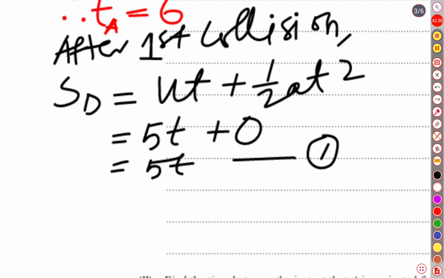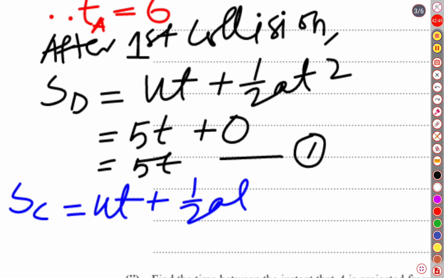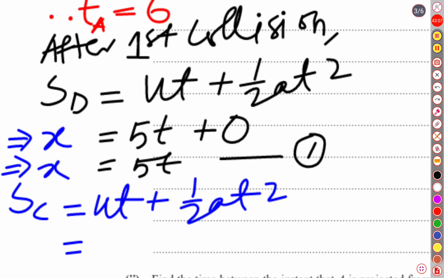Now the third part is the distance traveled by C. Distance traveled by C is the same concept, ut plus half at squared. So let the distance be 98 minus x. After that, look at this here, 5t. We may write it as x, and this one is also x, and here it is going to be 98 minus x.